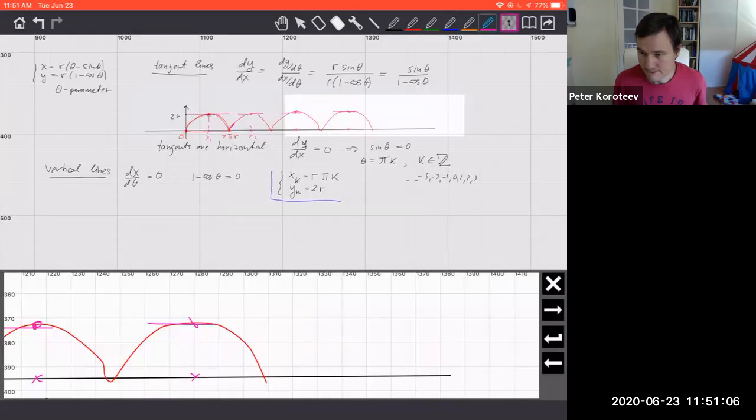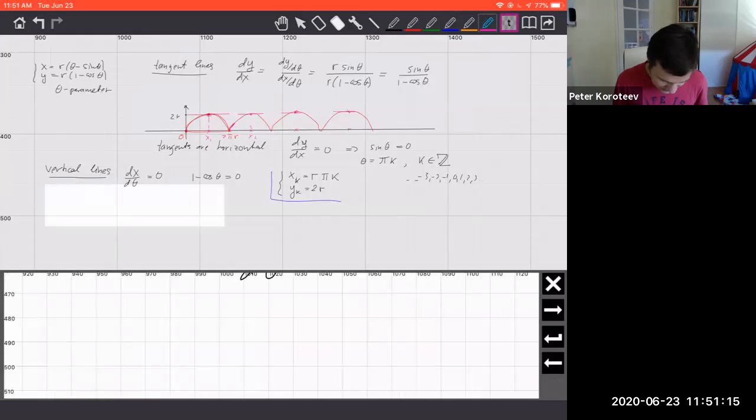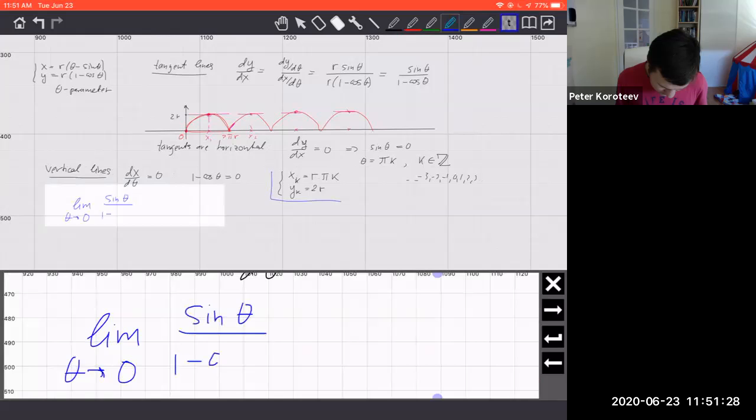Why are we evaluating it like a limit? Well, because as you send theta to 0 or to 2 pi, this expression here, the limit as theta goes to 0 of sine theta over 1 minus cosine theta, you cannot evaluate directly.